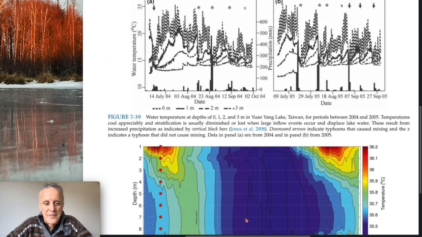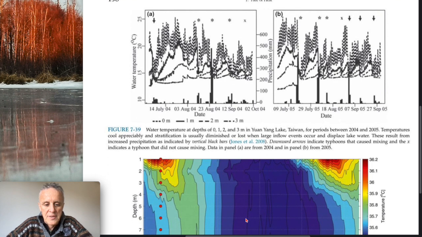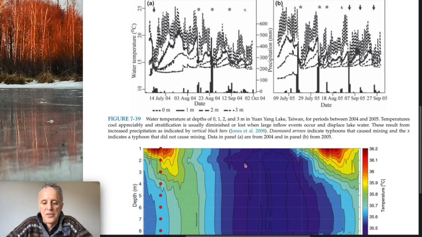So why don't we look at these figures here? The first one is figure 7-39. Water temperature at depths of 0, 1, 2, and 3 meters in Yuanyang Lake, Taiwan, for periods between 2004 and 2005. Temperatures cool appreciably and stratification is usually diminished or lost when large inflow events occur and displace lake water. These result from increased precipitation as indicated by vertical black bars. Downward arrows indicate typhoons that cause mixing, and the X indicates a typhoon that did not cause mixing.